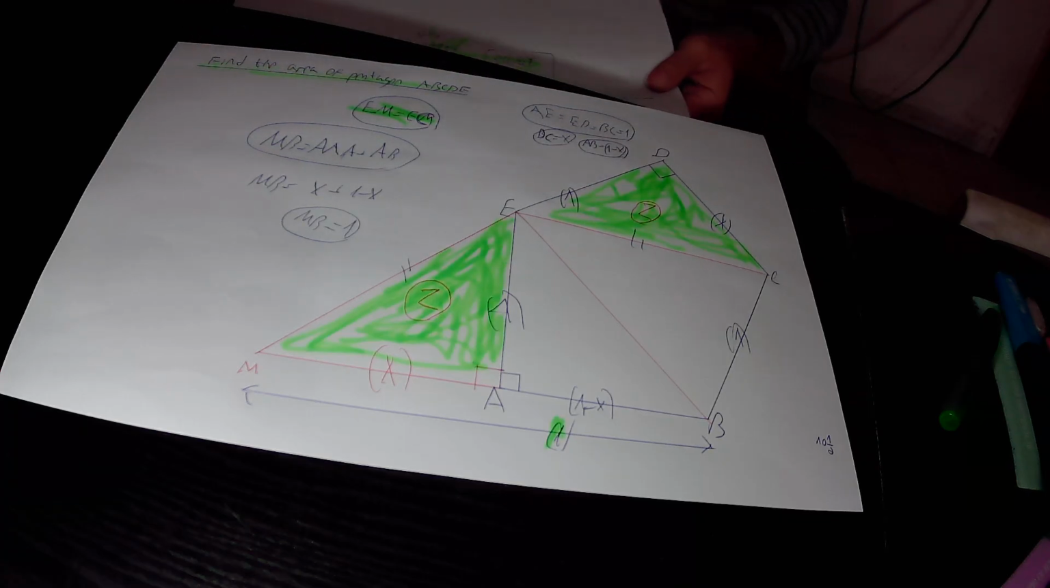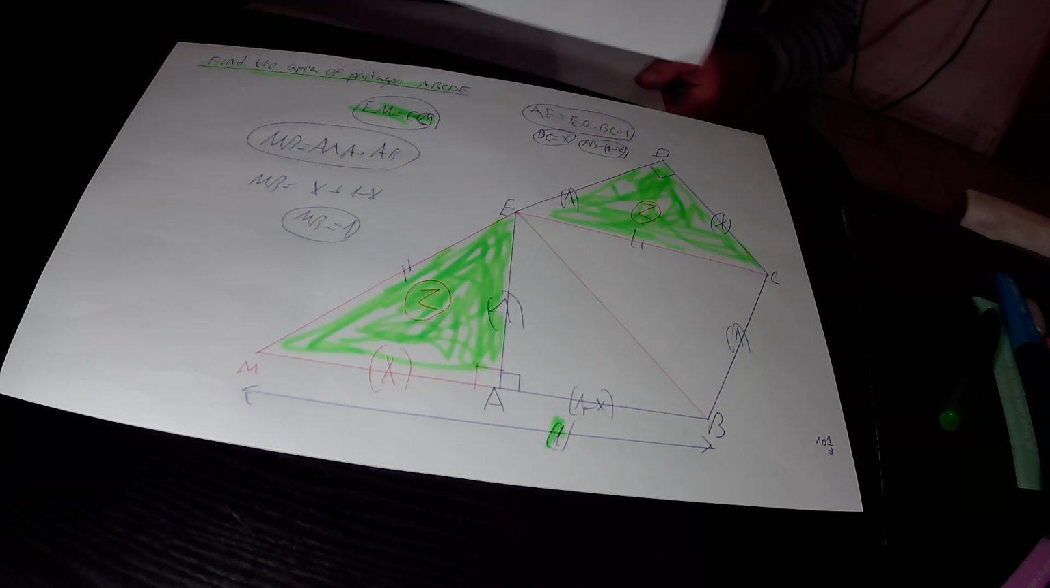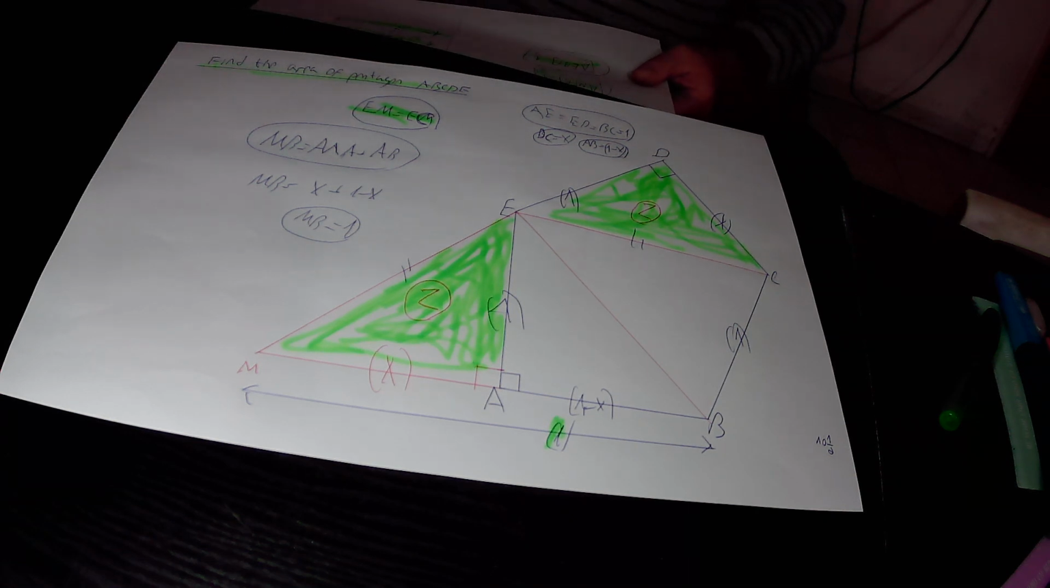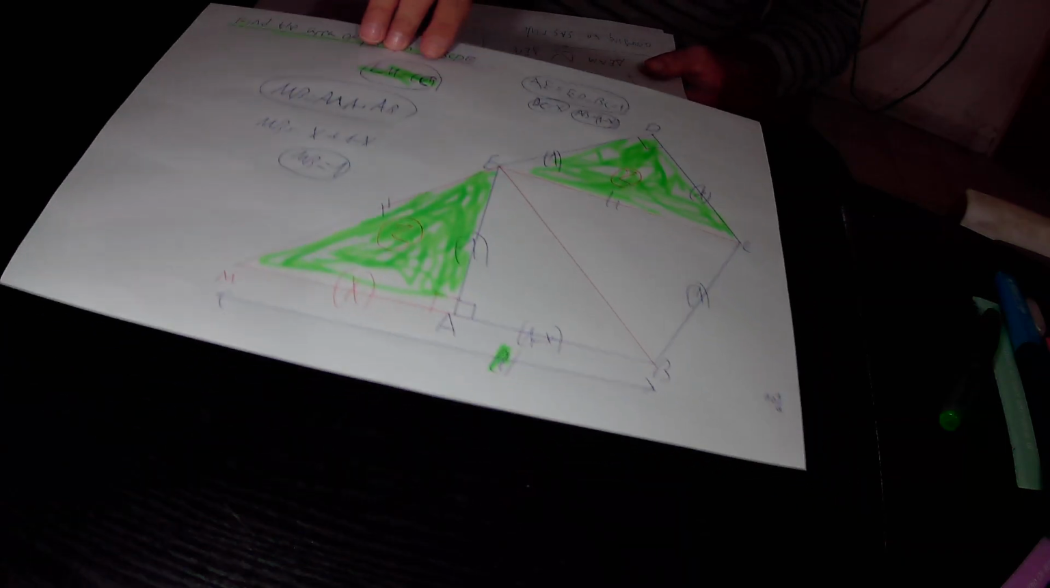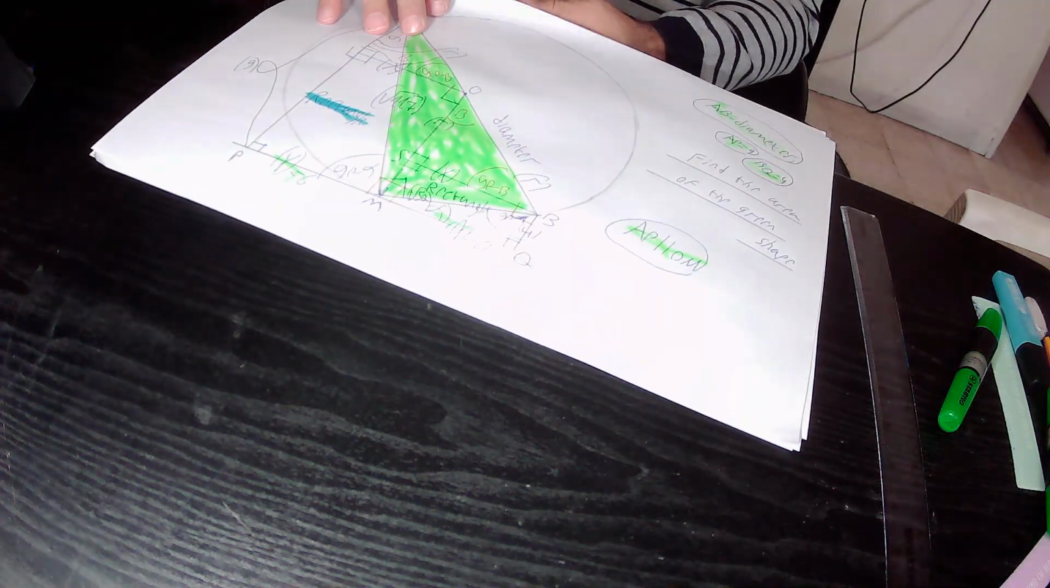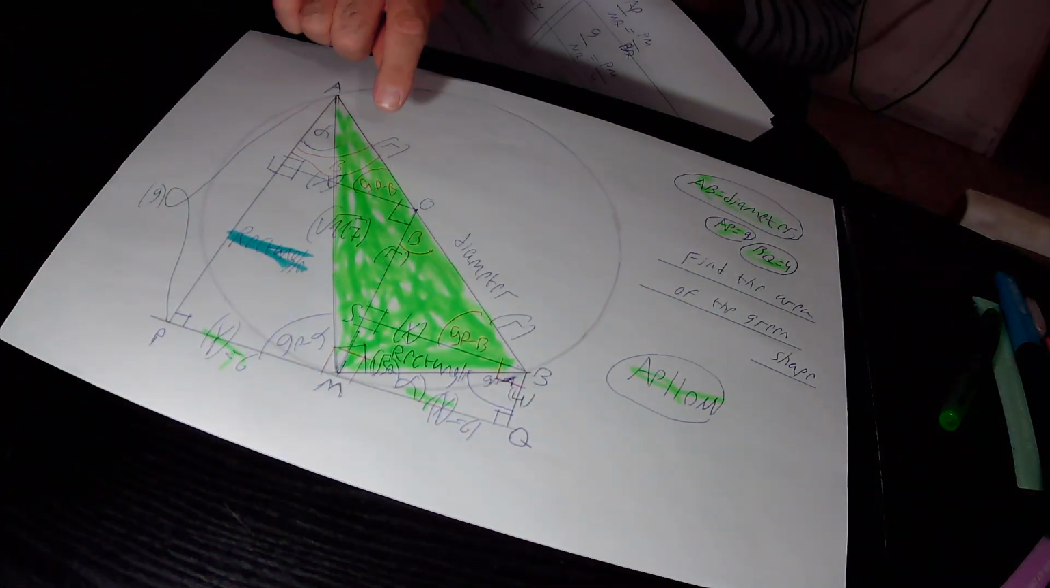In the next step, I present the second question and solve it. We repeat the solution of the second question that we have already solved. In the second question, our task was to find out the area of this green shape.